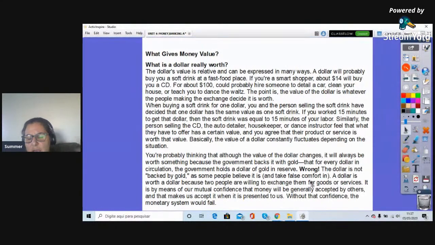So how do we know the value of a dollar? A dollar is worth $1 because two people are willing to exchange it for goods and services, just like that. It is by means of our mutual confidence that money will be generally accepted by others, and that makes us accept it when it's presented to us. So without this confidence, the monetary system would surely fail. If I go to McDonald's and buy a soft drink that costs $1, it's because I believe that the soft drink is worth $1, and so does the person selling it to me. This is what gives value to money.